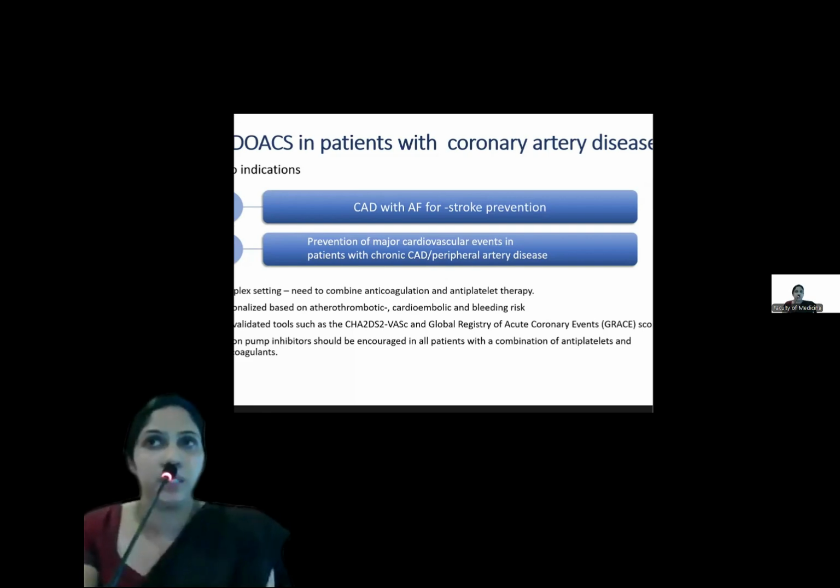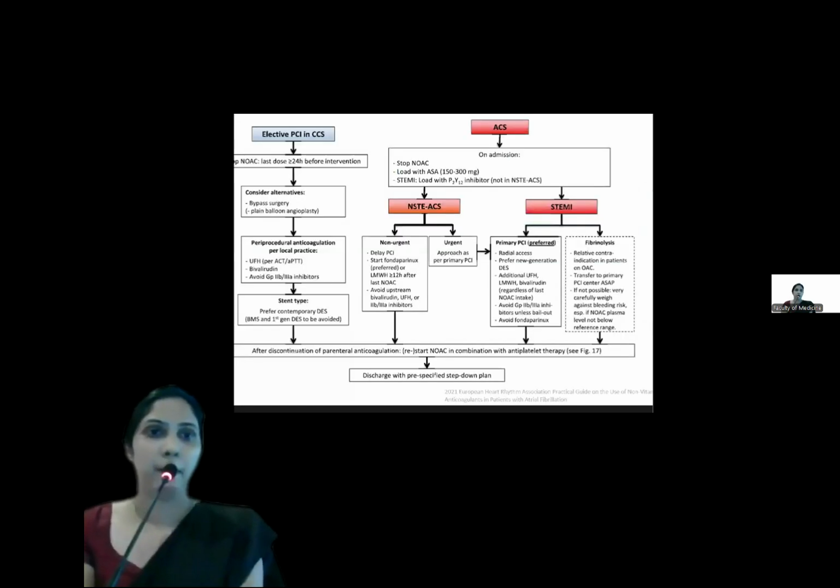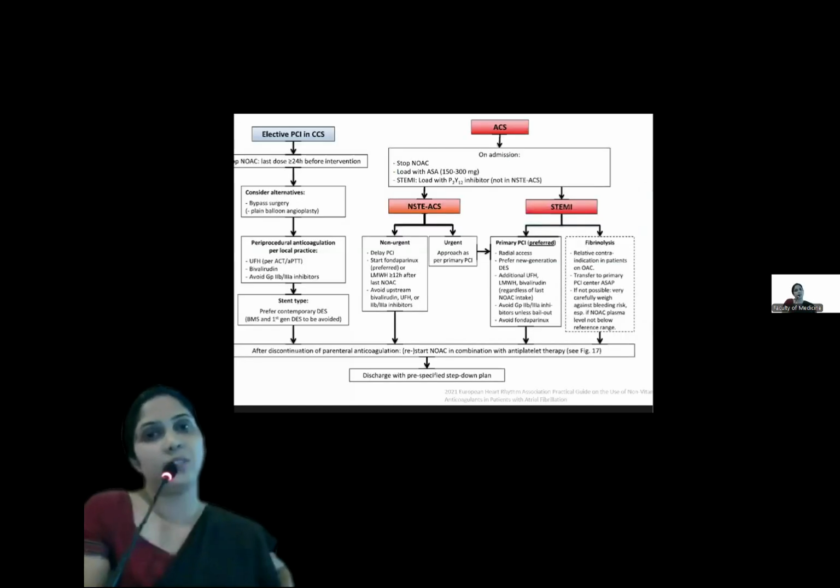When we use a DOAC in combination with an antiplatelet, it's always a delicate balance between the atherothrombotic, cardioembolic, and the bleeding risk. So we always have to use validated tools such as the CHA2DS2-VASc score and the HAS-BLED score when assessing the risk. And proton pump inhibitors should be encouraged in all patients when we are combining antiplatelets and anticoagulants, to prevent GI bleeding.